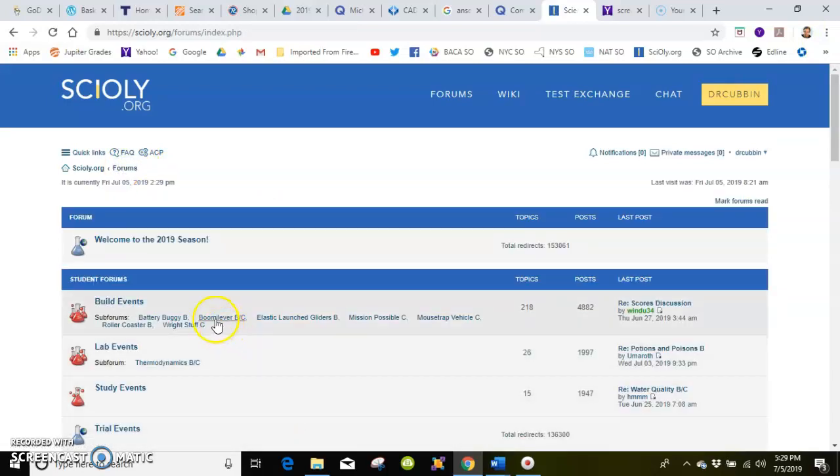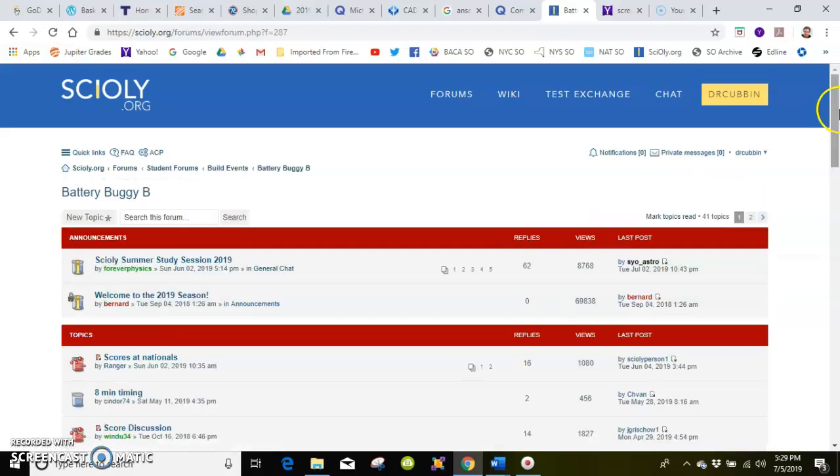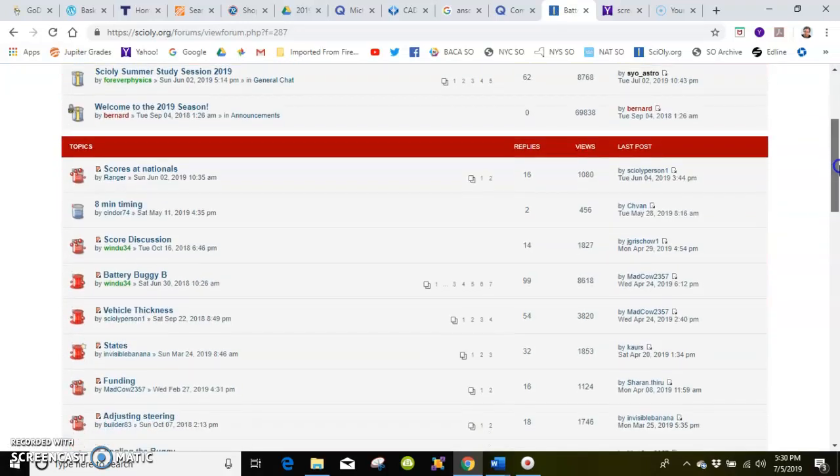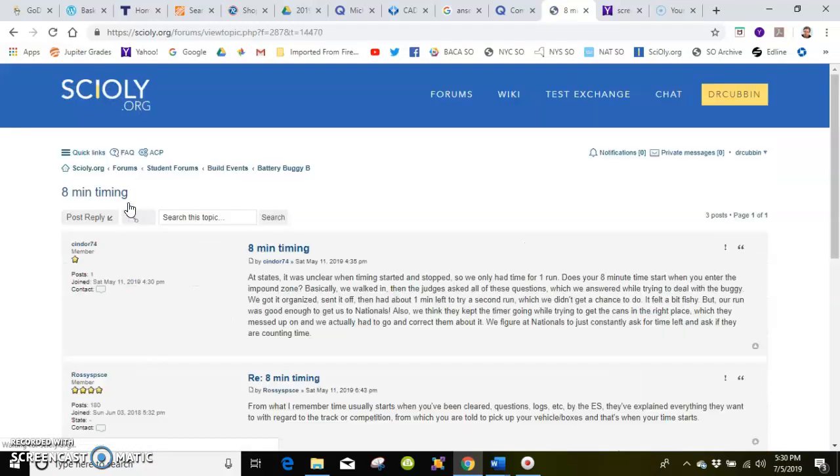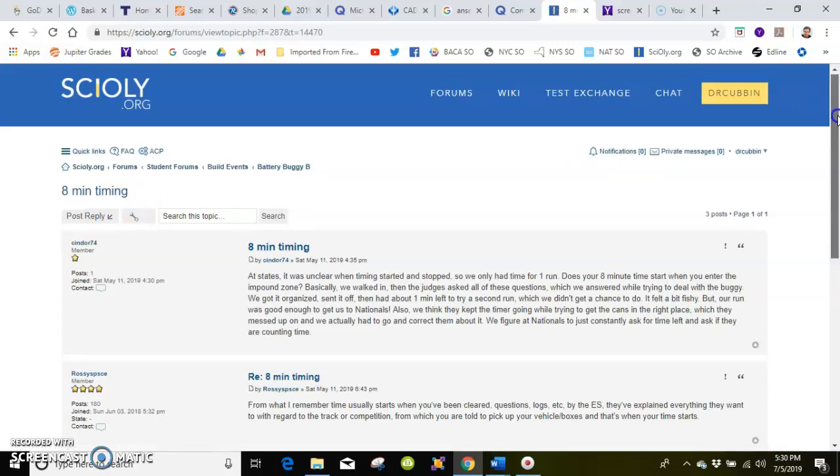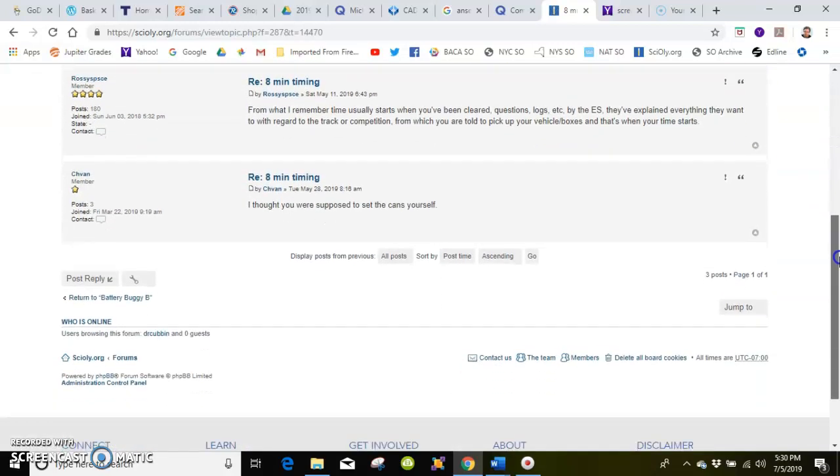The build events, you can go into any one of these, and you can see not only information about the building itself, but if you go down here, they are going to touch on every piece of information that's on here. So if we go to the 8-minute timing, that you have once they start the timer until you're finished with your runs, you're going to have a lot of people talking about all kinds of different things.